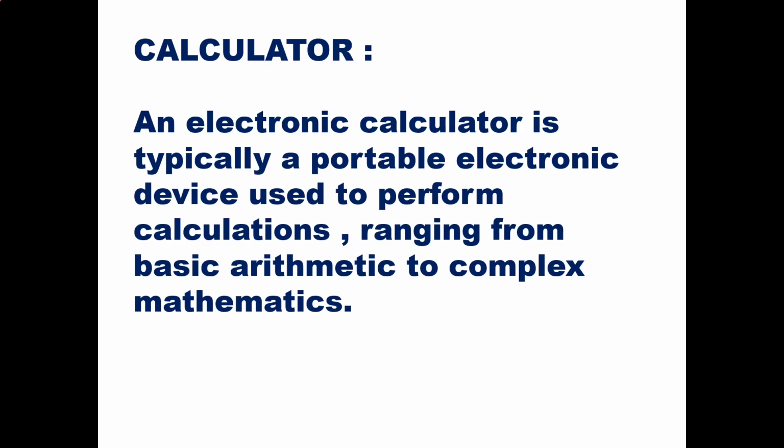Then we'll see what a calculator is. An electronic calculator is typically a portable electronic device used to perform calculations. These are arithmetic calculations like addition, subtraction, multiplication, division, which range from basic arithmetic to complex mathematics. So you can have simple calculators and scientific calculators also. The calculations range from basic arithmetic like addition, subtraction to complex mathematics where you can have trigonometric functions, exponential and other things.